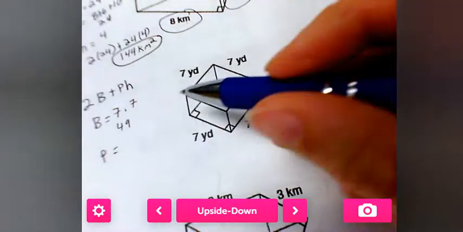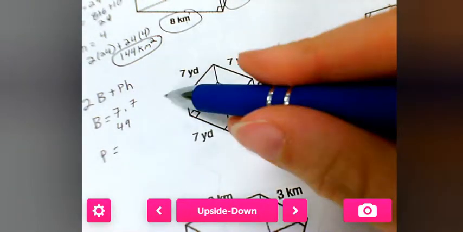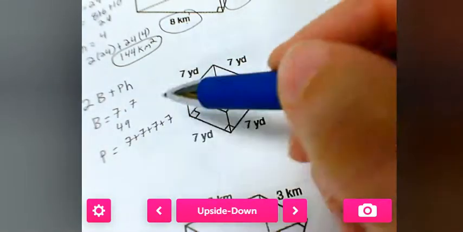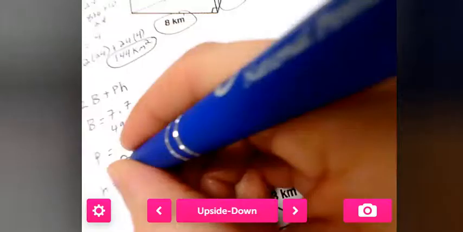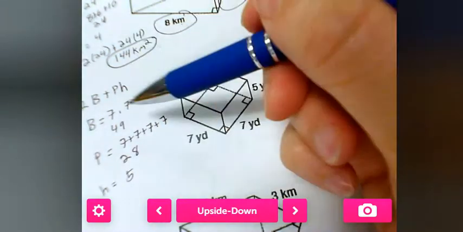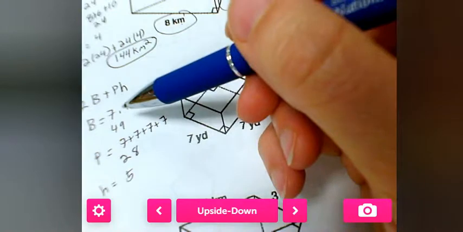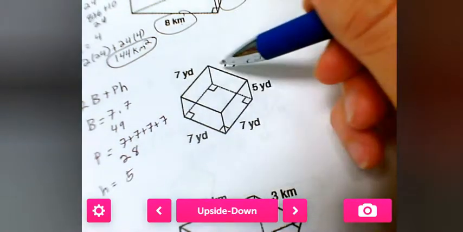What's the perimeter of it if I walked all the way around? It's like 7 plus 7 plus 7 plus 7. Does that make sense? Okay. So what's 7 plus 7 plus 7 plus 7? Okay. And then what's the height? 5. Are we okay how we found base, perimeter, and height? And we're okay that for the base, we had to look at what the area of a rectangle would be?